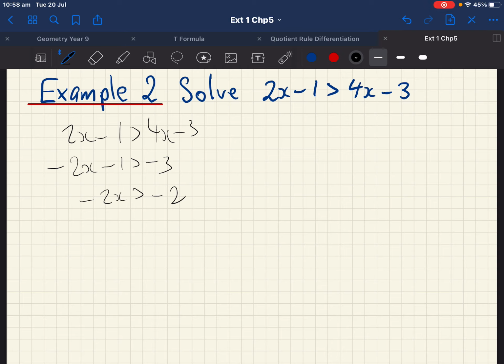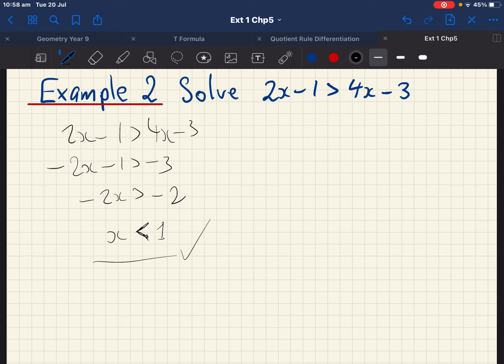And now this final step, we're going to need to divide by negative 2. Since we are dividing by a negative, I'm going to need to make sure I flip or reverse that inequality. So our final solution ends up becoming x is less than 1.